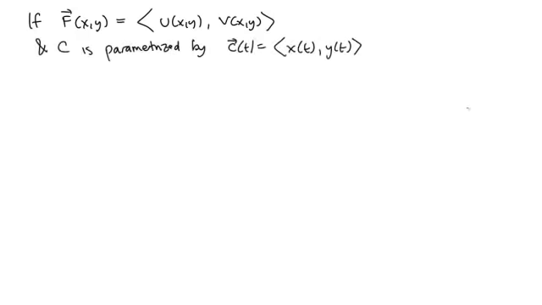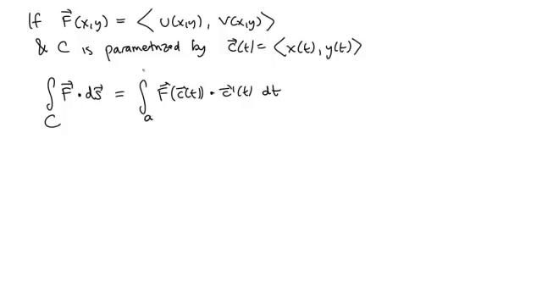Another piece of notation that's sometimes used is as follows. If the vector field F has components u and v, and the curve C is parameterized by the vector-valued function c of t equals x of t, y of t, then the vector line integral takes the form of F of c of t dotted with c prime of t dt evaluated from one point to another point.